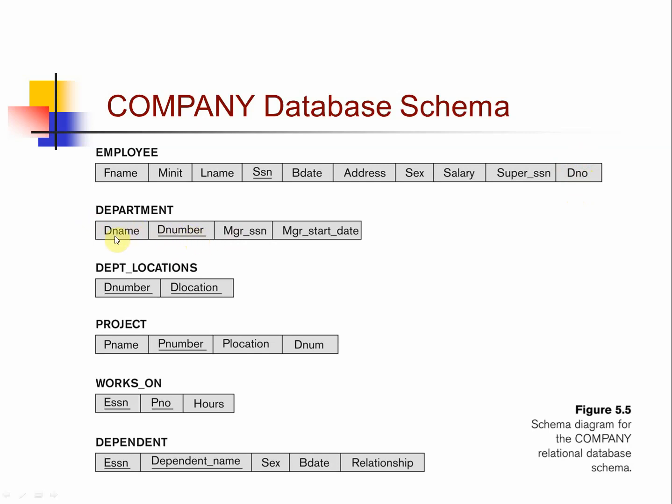For department, it has department name, department number, and who is the manager. So obviously this manager social security number will have some linkage with the employee's primary key, which is the social security number. So try to understand what's described here. For a department location, it has 2 attributes. Both of them are underlined. Why is that? This is something interesting.